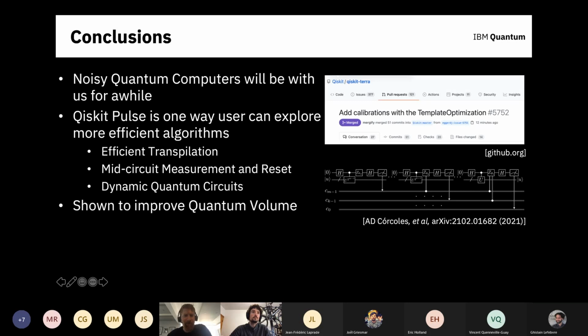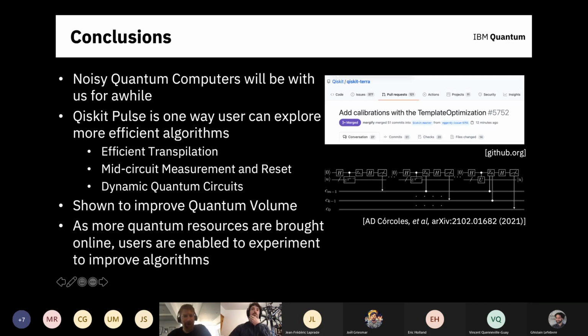So some of these techniques we've already used to improve quantum volume. And just like to say that by bringing all these resources to bear, we're enabling our users to improve algorithms and be able to do more with the quantum systems of today and tomorrow. So thank you very much for your time, and I would appreciate any questions.